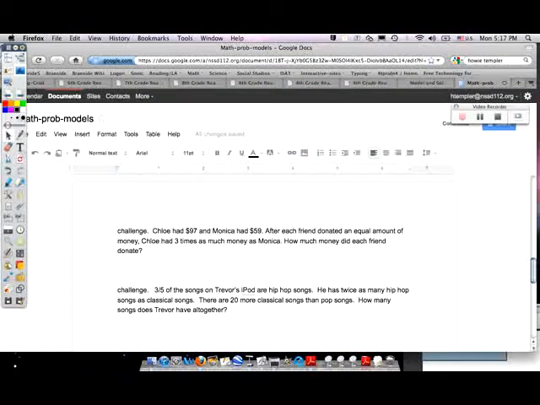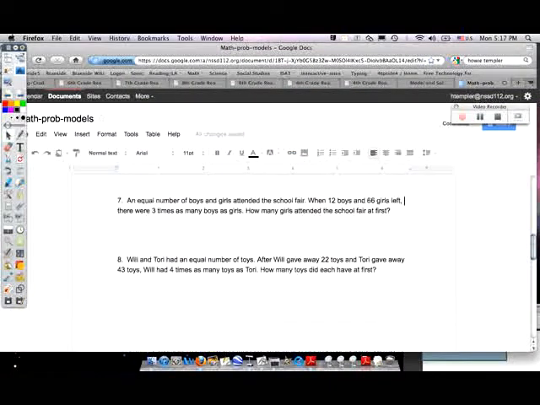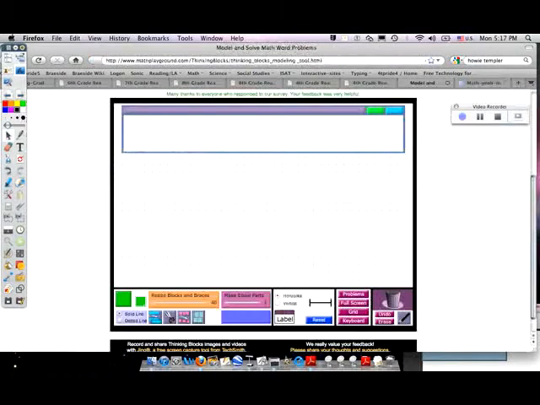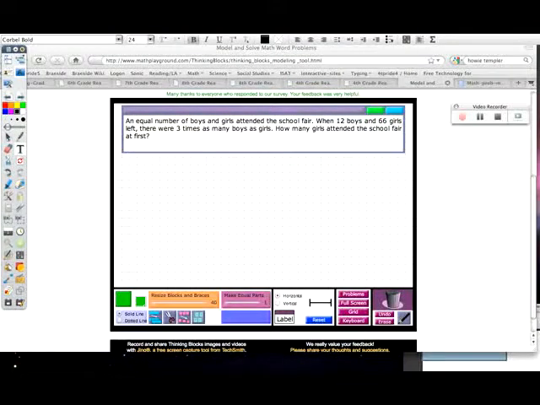So for me to get that, I'm just going to go up here to problem 7. And of course I've changed the numbers around a little bit. But this problem says an equal number of boys and girls attended the school fair. When 12 boys and 66 girls left, there were 3 times as many boys as girls. How many girls attended the school fair at first? Of course, when you do this, you're going to wind up making a know chart. And I'll just do mine off to the side over here.